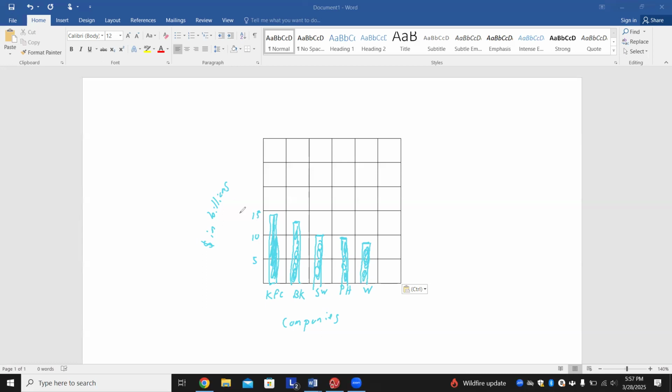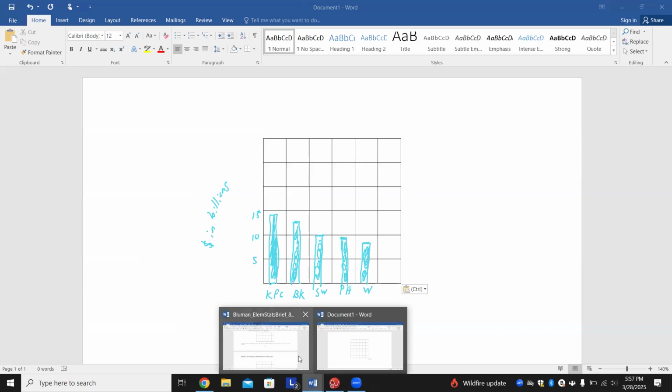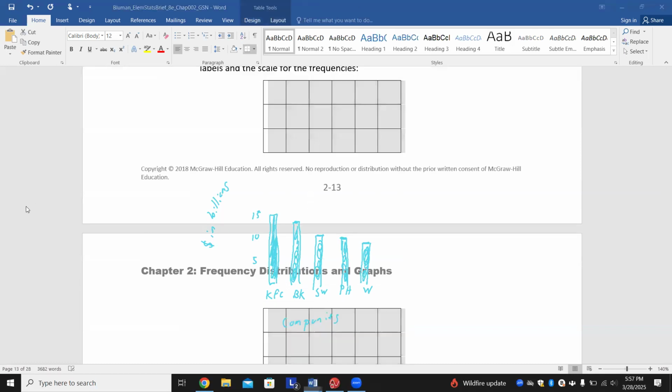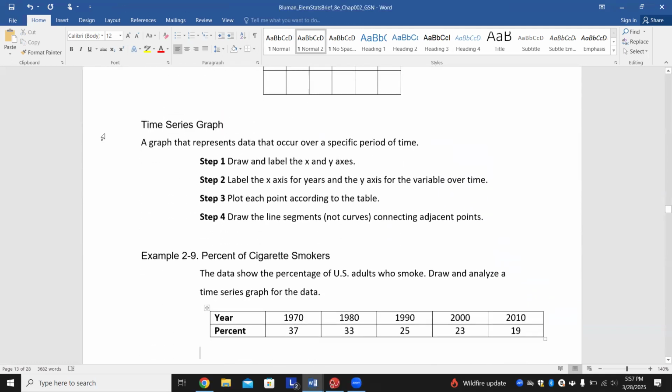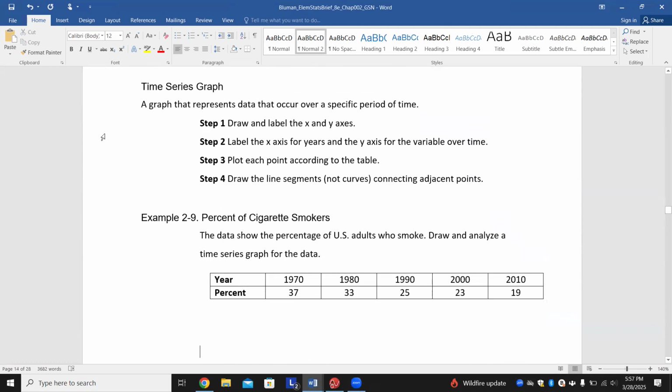So same thing as your bar graphs, but again, notice this time it went from largest to smallest and not just the order of the data that we got. All righty. The next graph we're going to look at is called a time series graph. And it's just a graph that represents data that occurs over a specific period of time, hence the name time series.